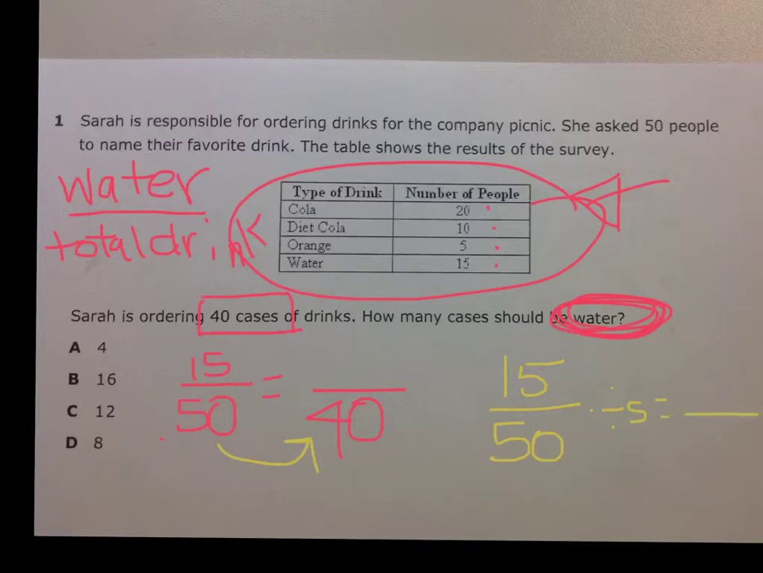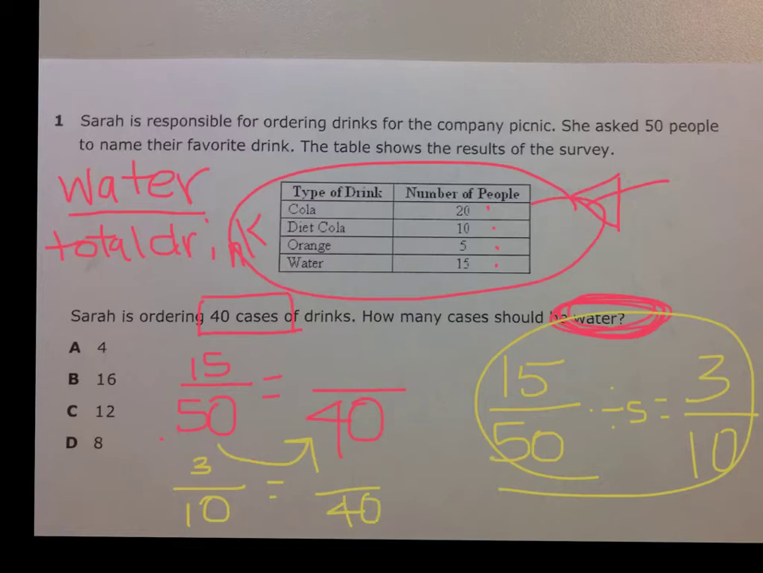What can I divide that by? If you thought of 5, you're right. So let's go ahead and reduce 15 50ths, and we get 15 divided by 5 is 3. 50 divided by 5 is 10. If I have 3/10, remember these are equivalent, so I can now, instead of using 15 50ths, use 3/10 and see, is there a relationship there? There is. It's times 4. So that's times 4. Woo, my paper's getting messy. That's times 4. 3 times 4 is 12. So if I order 40 drinks, 12 need to be water.